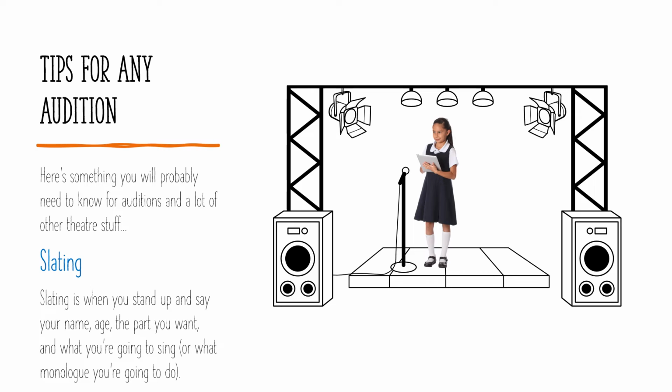An example of slating would be, I'm making this up, my name is Amelia Smith, I'm 22 years old, I am auditioning for the part of Belle, and will be singing Over the Rainbow from Wizard of Oz. And for a monologue, if you're auditioning for a play, it could be something like, my name is Amelia Smith, I am 22 years old, I am auditioning for the part of Puck, and I will be doing one of Ariel's monologues from Act 1, Scene 2 of The Tempest. So, that's slating.